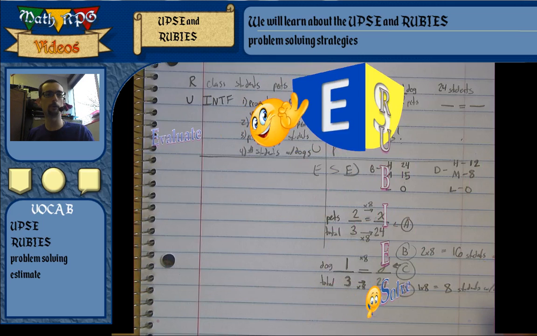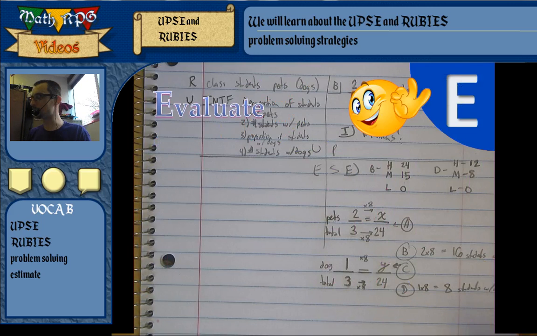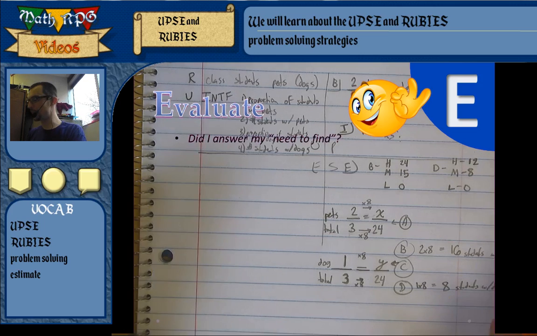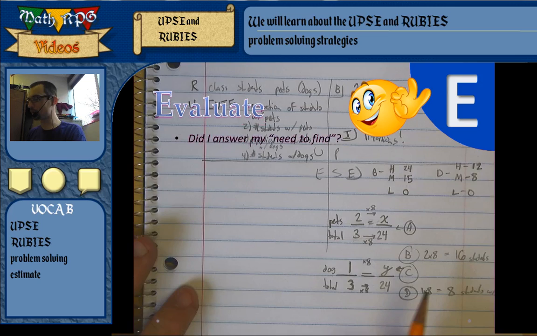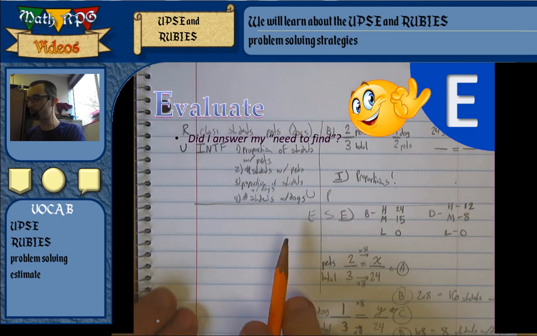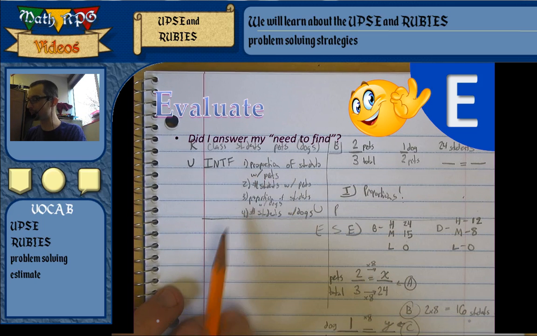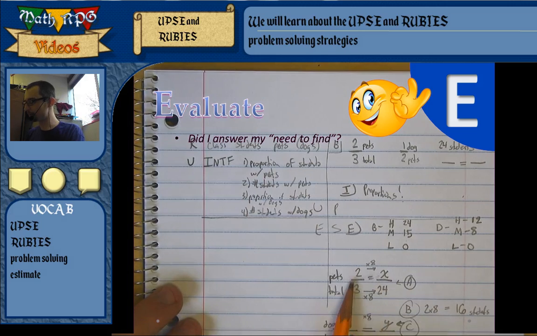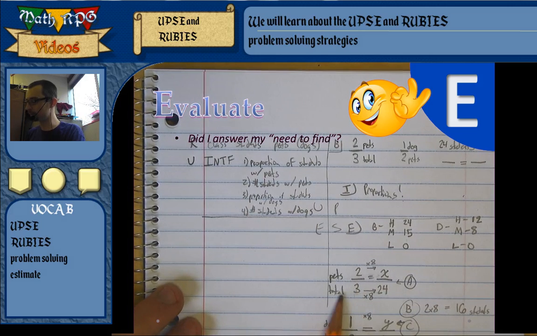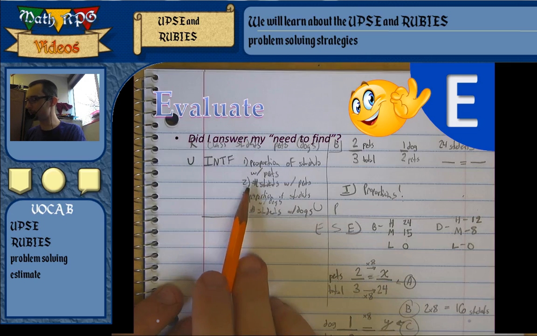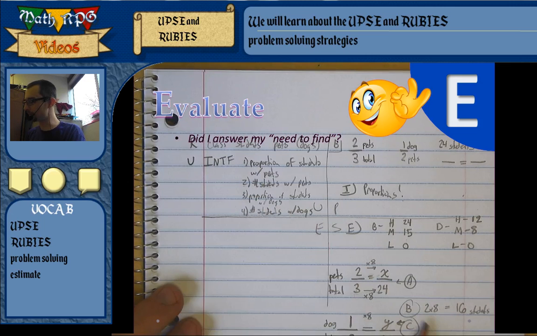Now, I'm done with RUBIES, but I'm not done with UPSE because the last step for UPSE is to evaluate my answer. So first of all, did I answer my questions? I'm actually going to look up here. I had 4 I need to finds. First, I had to write a proportion of students with pets. Did I do that? Yeah, here's a proportion of students total with pets. So I got it. Part 2, I'm supposed to find the number of students with pets. Did I do that? I found 16 students with pets. Yep.